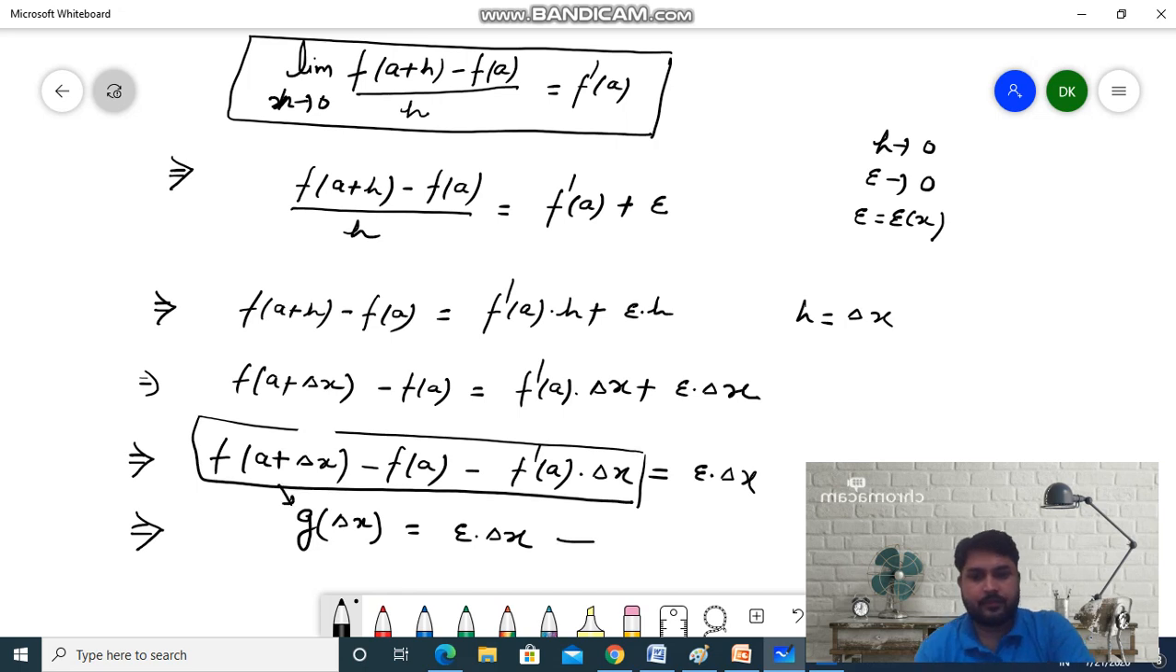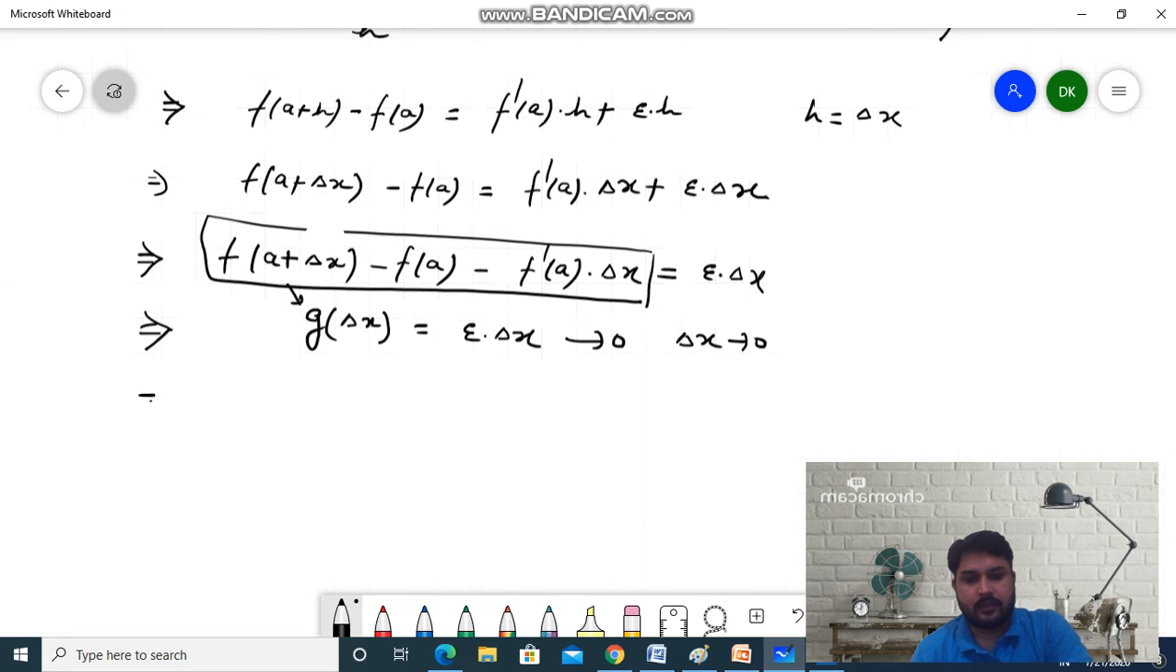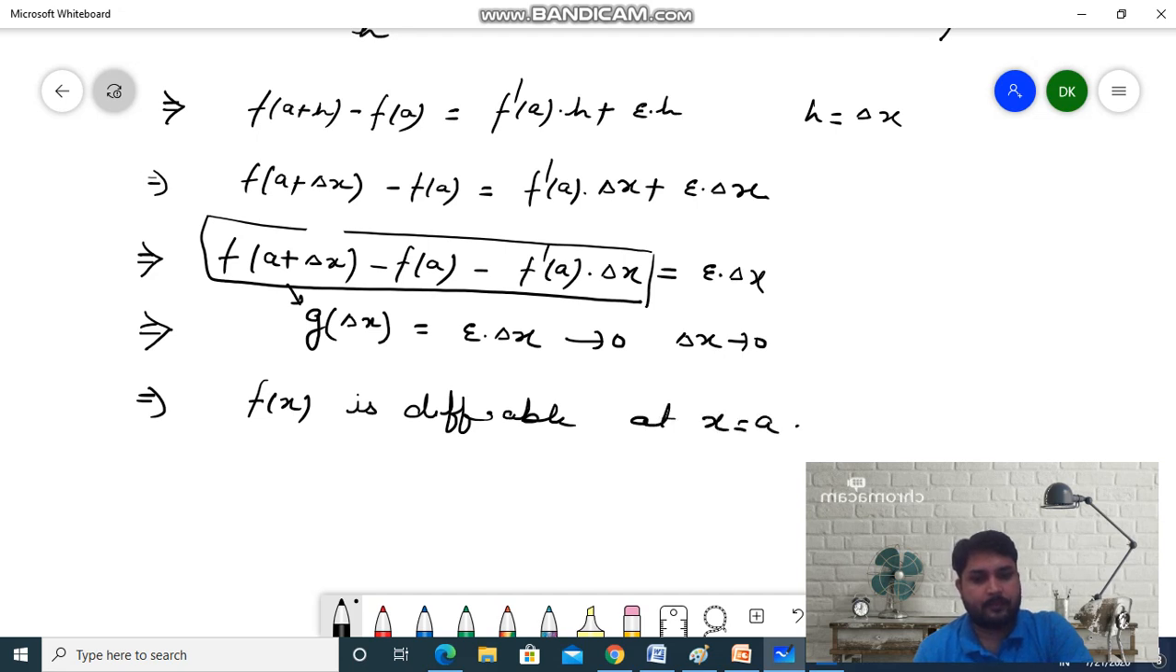If this tends to 0 as del x tends to 0, then we say the function f(x) is differentiable at the point x is equal to a. So this is another way in which we can say the given function is differentiable at a given point.